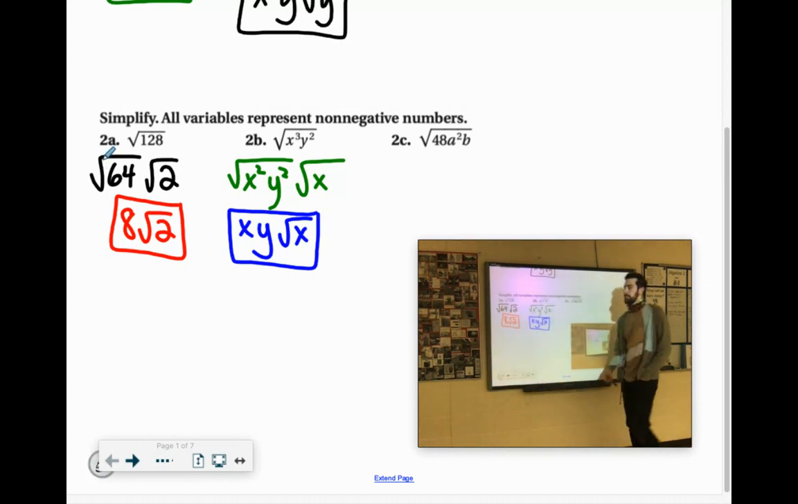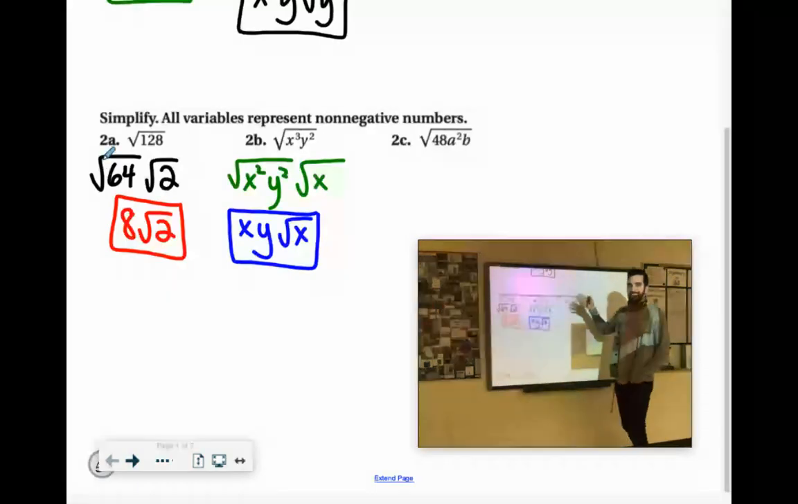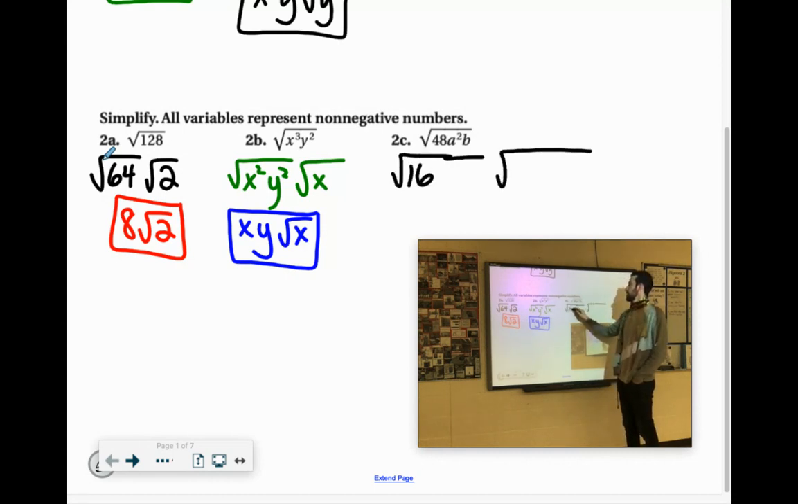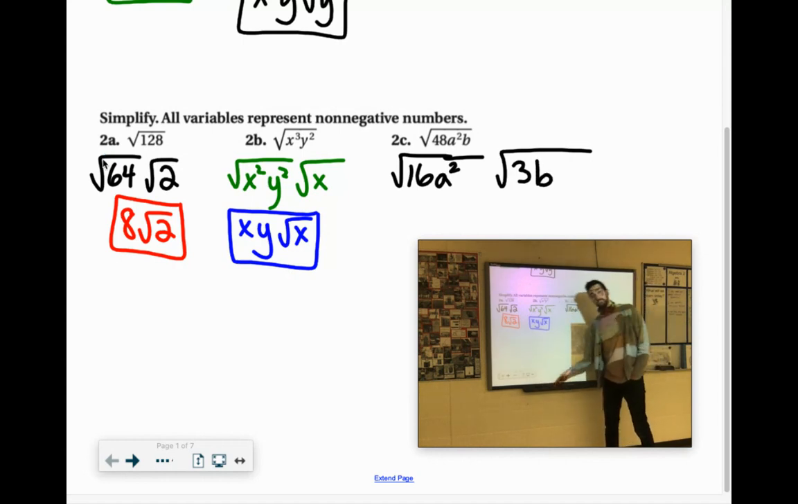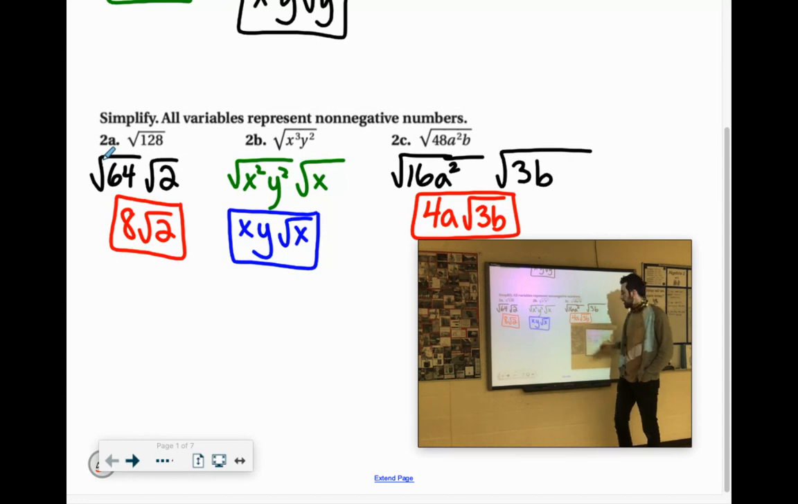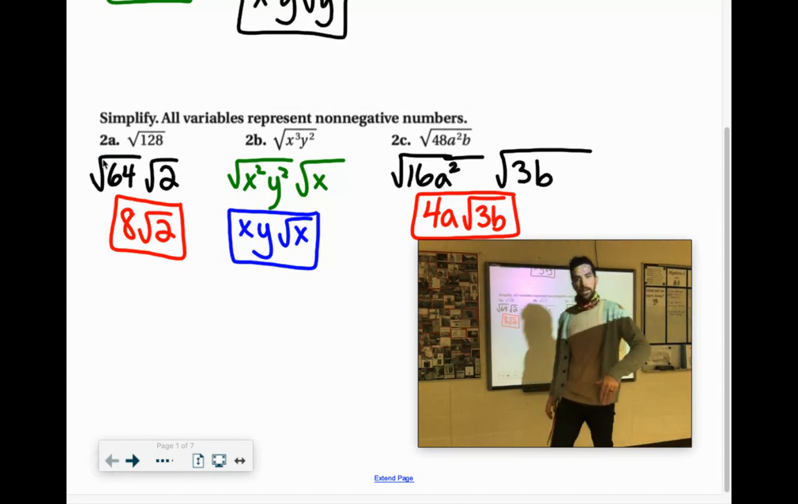All right, last one. 48 is 16 times 3. 16, 3. A squared is perfect. B is not. So the square root of 16 is 4. Square root of a squared is a. So we have 4a root 3b. Nice. It's not bad. It's not bad at all, yeah?